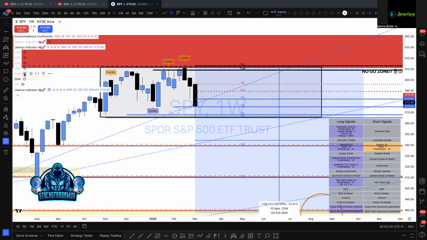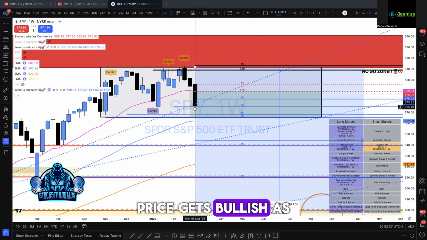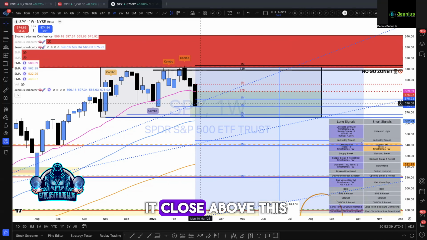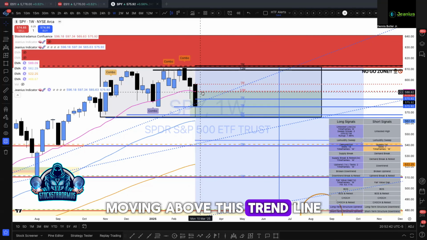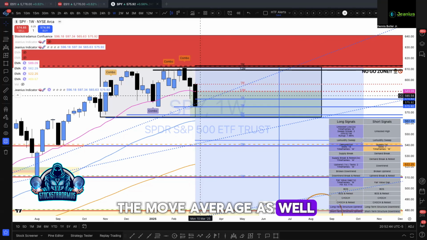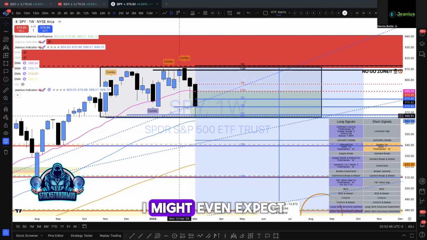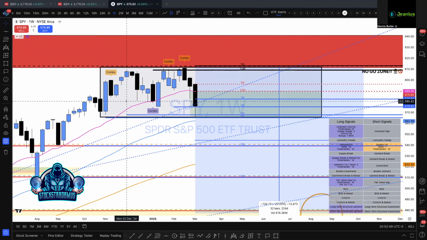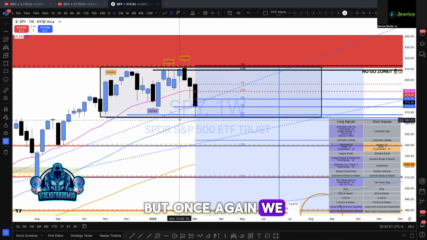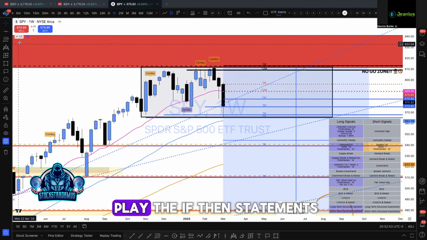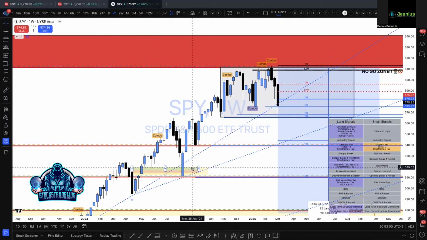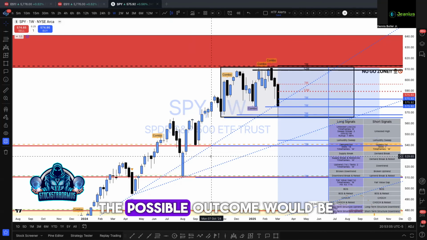So we could play in this area here, being that it closed below this 20. But let's say price next week gets bullish as hell and it pushes up. And not only does it close above this trend line, but it closes above the moving average as well. I'm bullish as hell from there. I might even expect us to keep pushing up. But once again, we don't know. So we can only play the if-then statements. We can only continue to work week to week, build cases around if-then statements, and make sure that we're just knowledgeable of what we're looking at when we see it, so we know what the possible outcome would be.